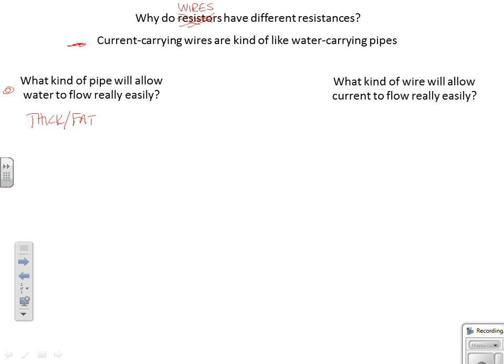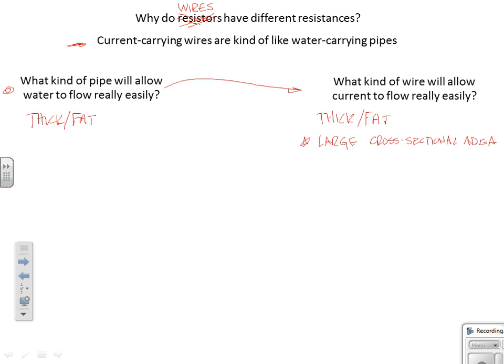All right, next actually, I'm just going to jump over here and we'll sort of use this as an analogy to think about this. So what kind of wires allow electrical current to flow really easily? Thick ones. Or fat ones. Or ones with what we call really large cross-sectional area.